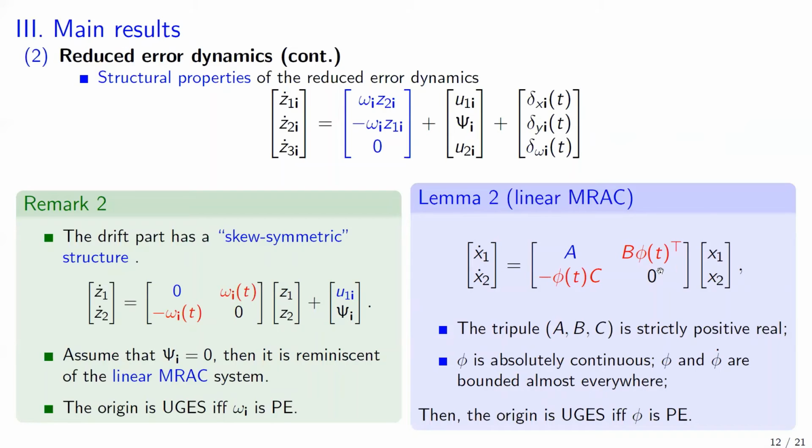So for this system, if ABC is passive and this phi is continuous and bounded, then the origin is exponentially stable if and only if phi(t) is persistently exciting. So for our system, since it has the same structure, it is exponentially stable if and only if the angular velocity is persistently exciting, where A matrix may be introduced by u1i.